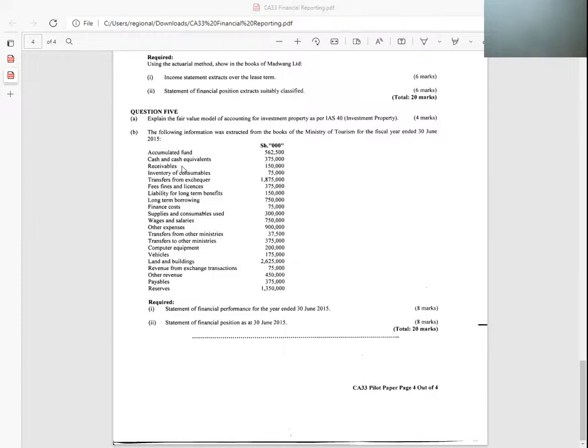How about receivables? Receivables will automatically go to position, not performance. Inventory will go to statement of financial position. How about transfers from the exchequer? Remember, exchequer is the government's wallet. All the government monies must be banked in the exchequer account, and it is the same exchequer that disburses. So in this case here, we have received something from exchequer.